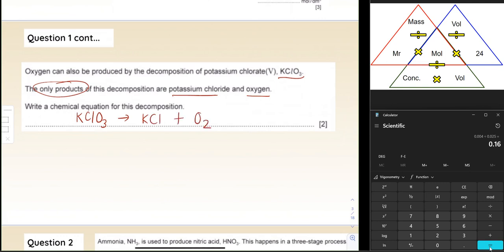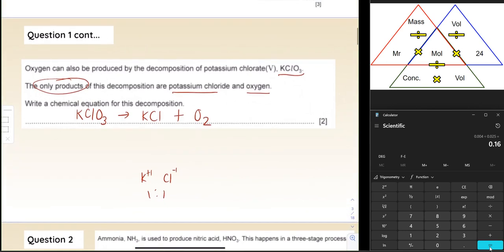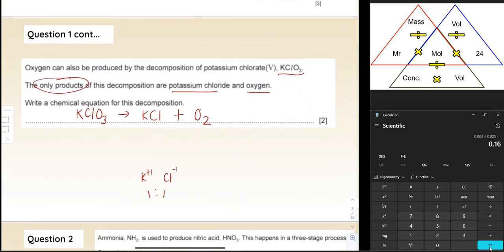How do we know that potassium chloride is KCl? Because K forms a +1 ion, it's in group 1. Chloride forms a -1 ion, it's in group 7, so it's just a 1-to-1 ratio in the formula. How do we know that oxygen is O2? Well, remember, have no fear of ice cold beer. Oxygen is diatomic.